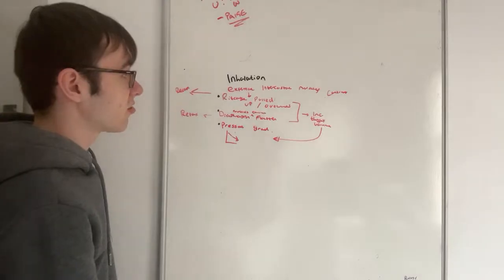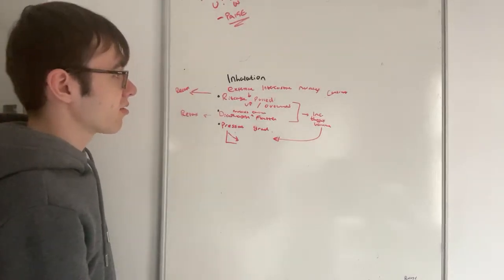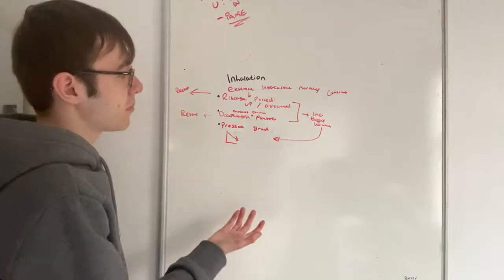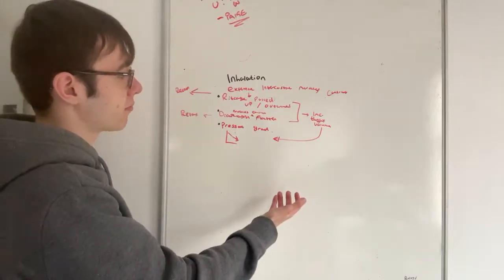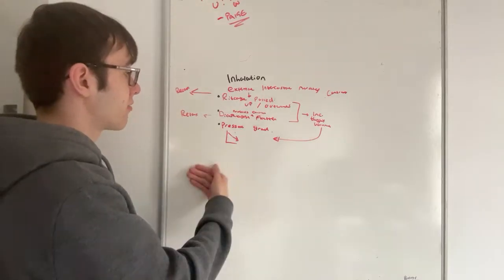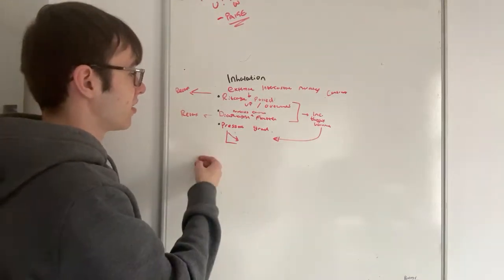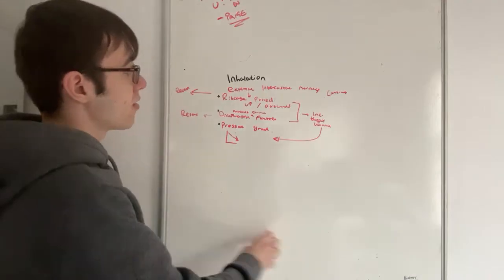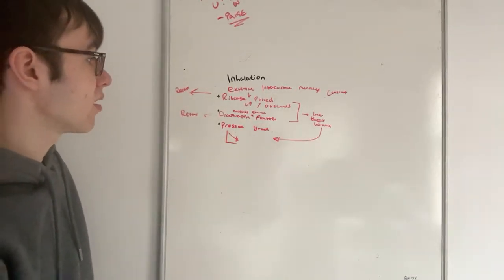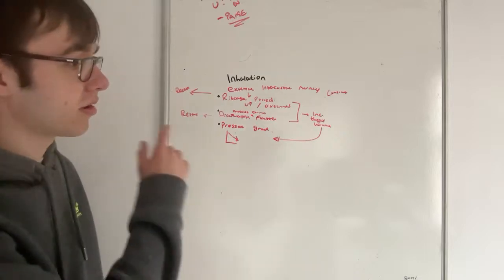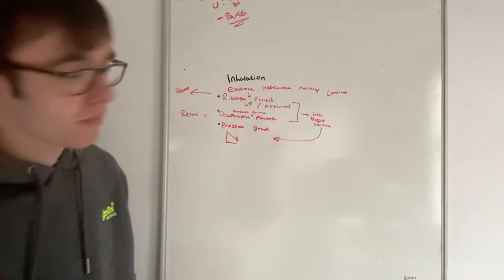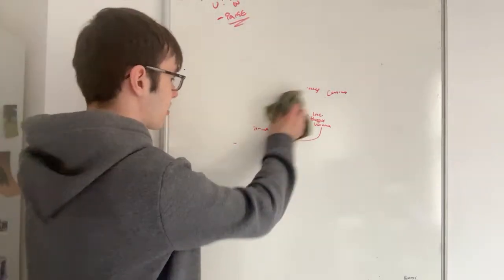So in inhalation, the external intercostal muscles contract, leading to the ribcage being pulled out. The diaphragm muscles contract, leading to the diaphragm flattening. In exhalation, it's the opposite. The diaphragm relaxes, the external intercostal muscles relax, which will decrease the volume in the thorax, which will increase the pressure gradient, so air moves out. Cool, okay. So that's gas exchange in humans.